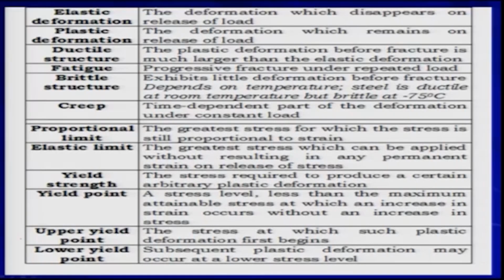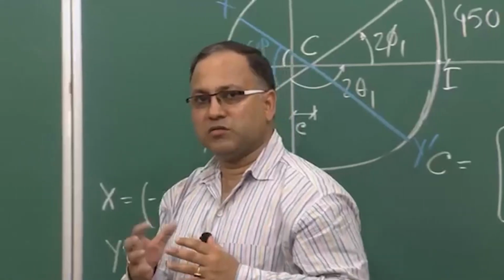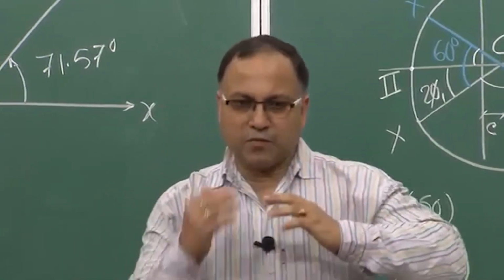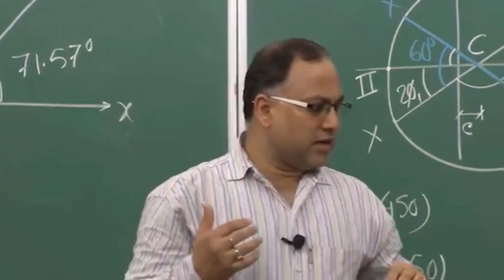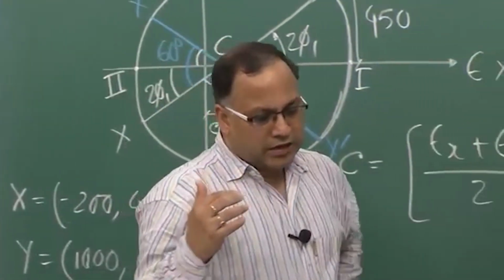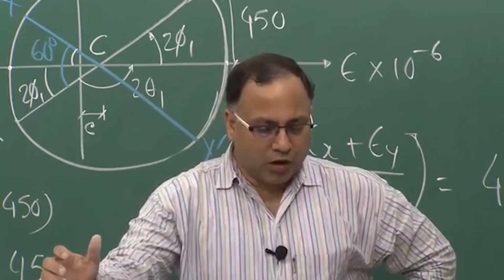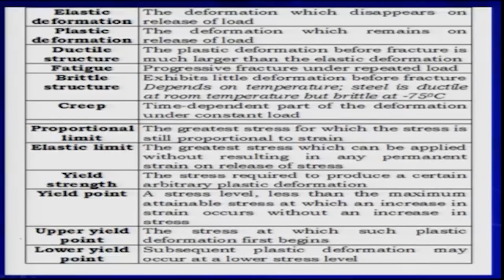and you generally get two different yield points in most of the materials. One is the upper yield point, another one is the lower yield point. The upper yield point is the stress at which such plastic deformation first begins. That is the end point of the elastic deformation, and plastic deformation initiates. That is the point where your plastic deformation first begins, and the lower yield point is where subsequent plastic deformation may occur at a lower stress level.